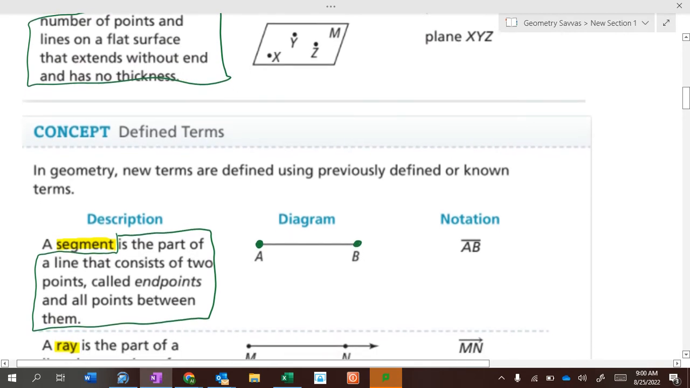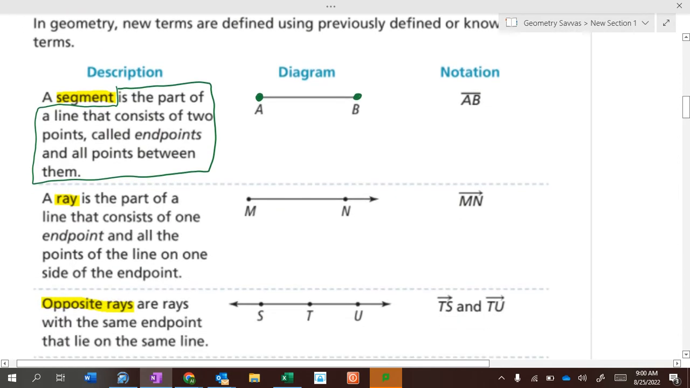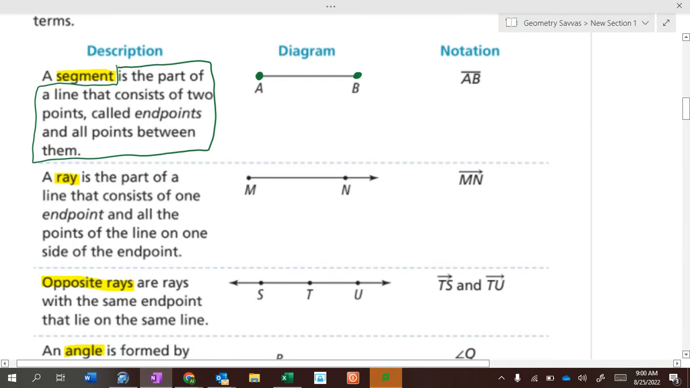And most of the time in geometry, we'll be using segments more than lines. So a segment is part of a line that consists of 2 points called endpoints and all the points in between them. And we use the 2 endpoints and the segment symbol to name them. Okay, so that's a segment.